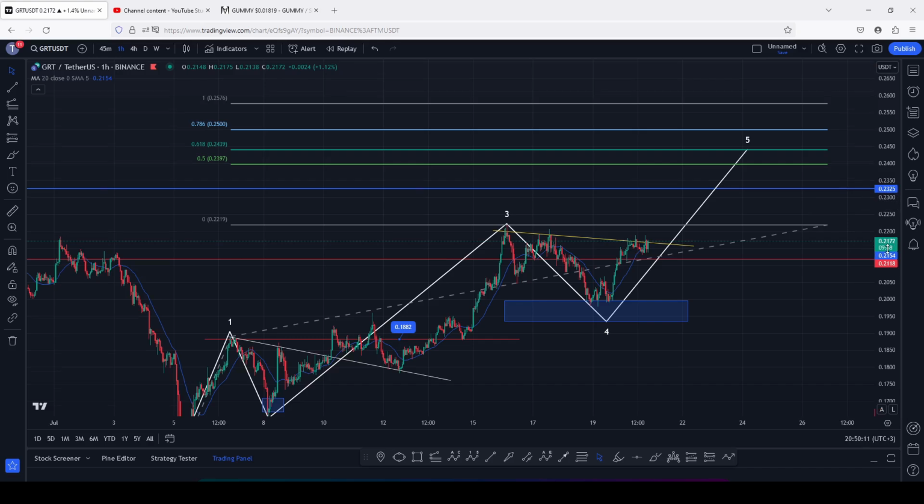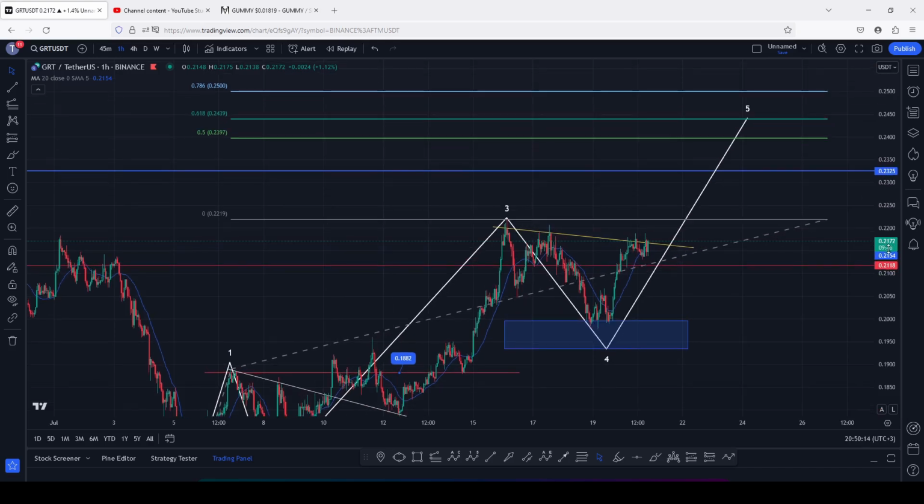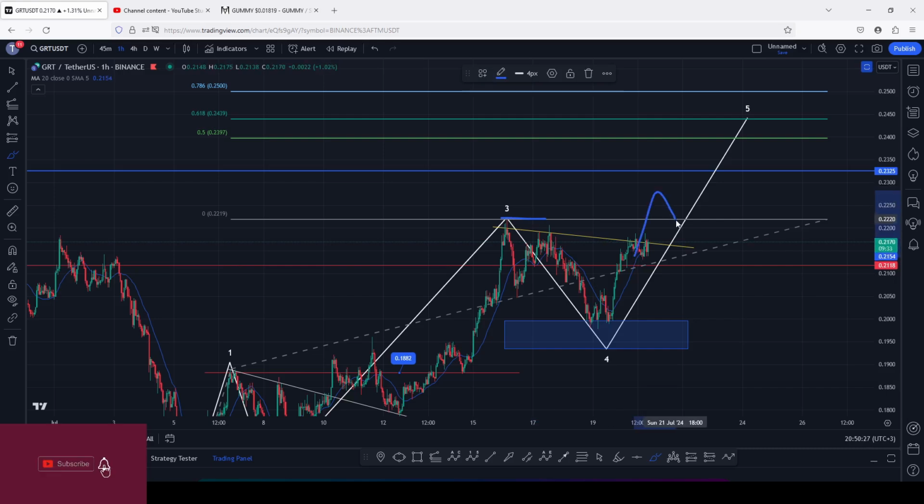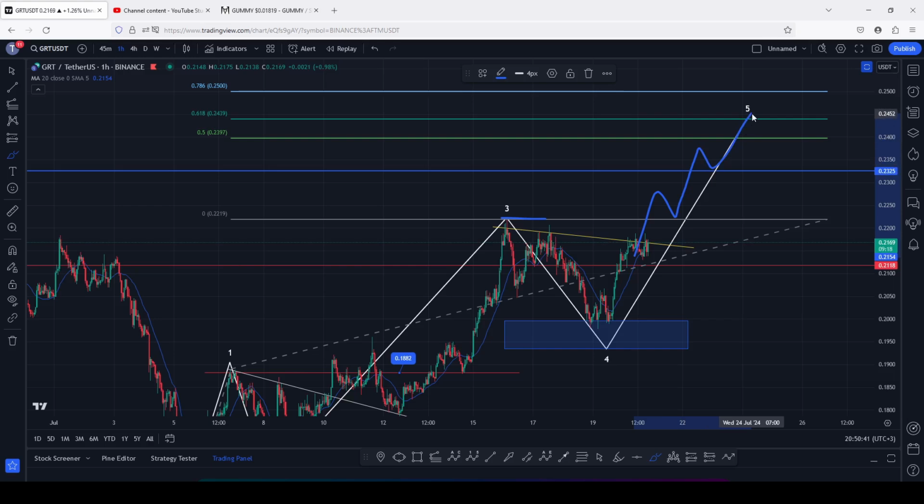For that to play out, we first need to see GRT give us a break above the high that we made in this Elliott wave count 3, and that is above the 0.2219. And the moment we manage to break above that high, maybe with a retest, then continue pushing higher to the next key area of resistance above the 0.2325, and we manage to break above that with a retest, then we can have the 0.2439 as our next target area.